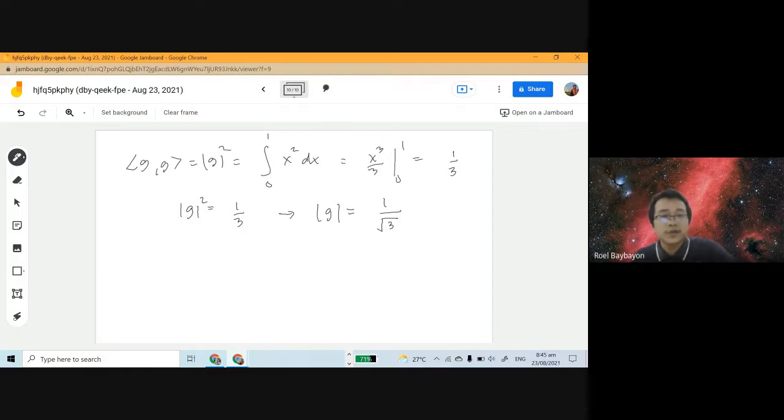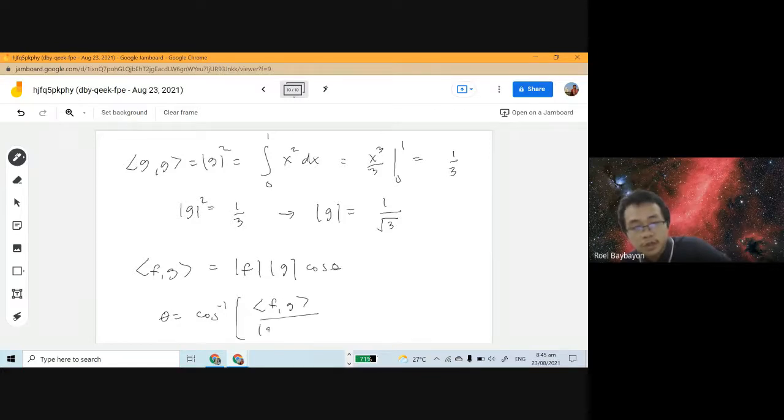So now I have fg equal to magnitude of function f, magnitude of function g, cosine of theta. So theta now is equal to cosine inverse of fg over the magnitude of f times the magnitude of g. So I have cosine inverse of fg na ko is 1 over 6 over 1 over square root of 3 times 1 over square root of 3.